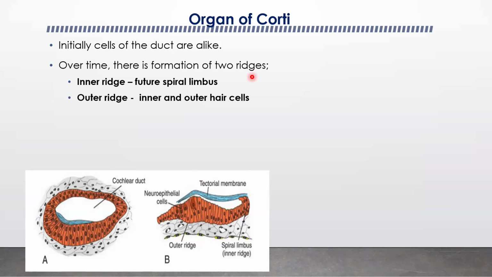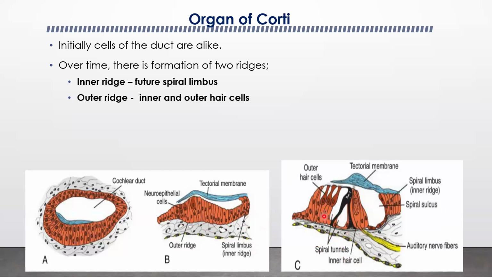Over time, there is formation of two ridges, the inner ridge. This is the inner ridge, and then this is the outer ridge. So the inner ridge is the future spiral limbus, and then the outer ridge now forms the inner and outer hair cells. So this is the outer ridge. You have the spiral limbus, and then at this point you can start to see that there are some nerves that are being formed. And then these nerves are the ones that will come and form the cochlear nerve.